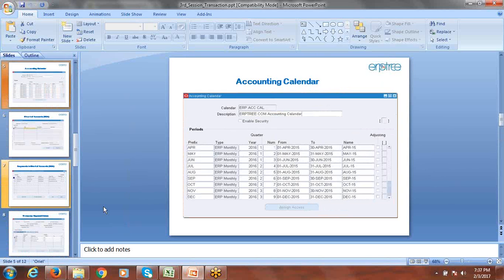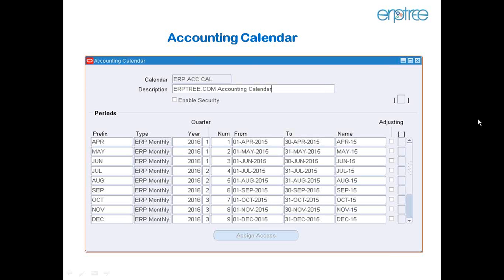So this is how an accounting calendar looks when we create it in our system. I am just showing the slide. Anyway, we will be creating our own accounting calendar. I will provide the name, which I have given as ERP accounting calendar, and the description, erpt.com accounting calendar. Here, for the period prefix short name, just the first initial letters, for example April.